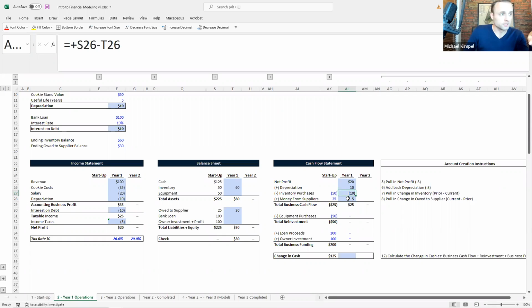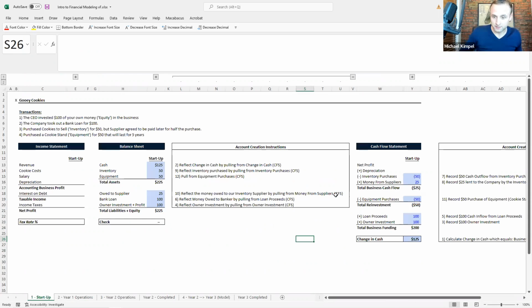Someone asked a good question here. Oh, I think I misunderstood the question. So the question is, why do we start with a cash flow statement on the first year, and then kind of flip everything on the second one? It's actually from just more of a teaching perspective, really quickly.